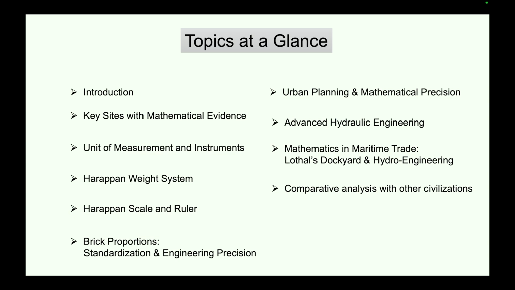In this topic, we are going to discuss different parameters such as introduction, key sites with mathematical evidence, units of measurement and instruments, Harappan weight system, Harappan scale and ruler, brick proportion, standardization and engineering precision of the Harappan civilization, urban planning and mathematical precision, advanced hydraulic engineering of Harappans, mathematics in maritime trade, Lothal's dockyard and hydro engineering practices, as well as comparative analysis with other civilizations.